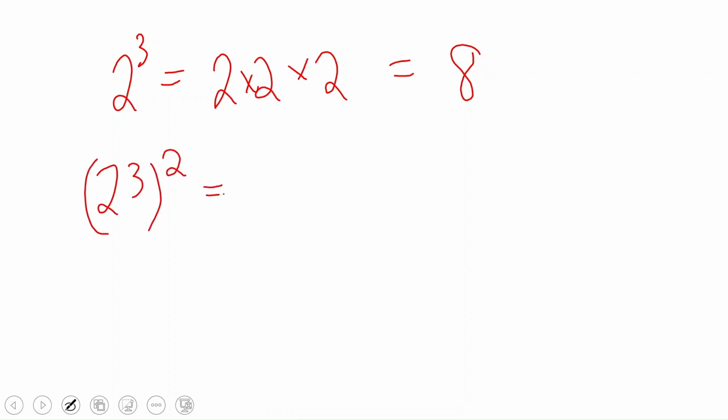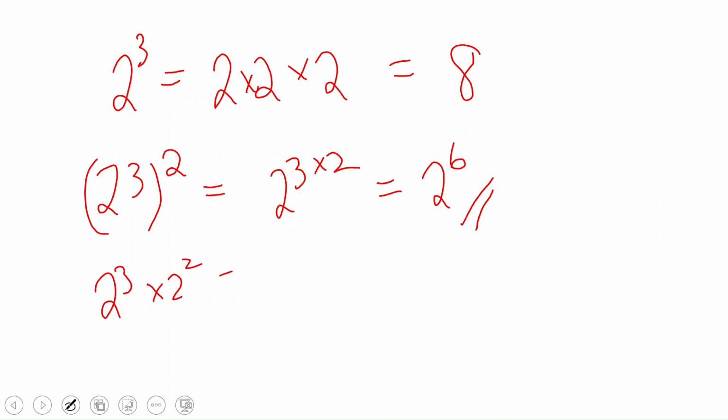Now, the main properties of the law of exponents: if you have (2 to the power 3) whole squared, that is nothing but 2 to the power 3 into 2, which is 2 to the power 6, which is 2 multiplied by itself 6 times. Then if you have 2 to the power 3 into 2 to the power 2, that'll be 2 to the power 3 plus 2, which will be 2 to the power 5.